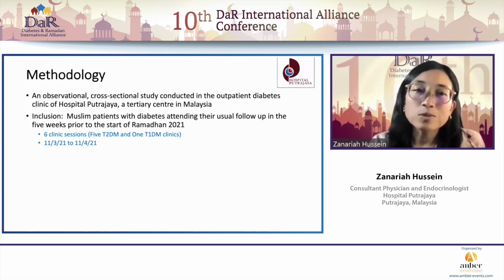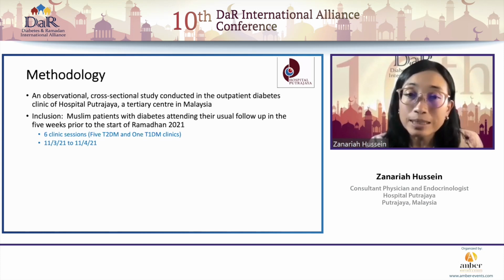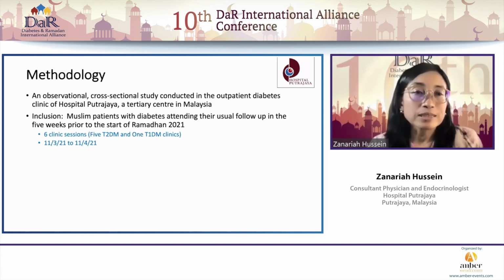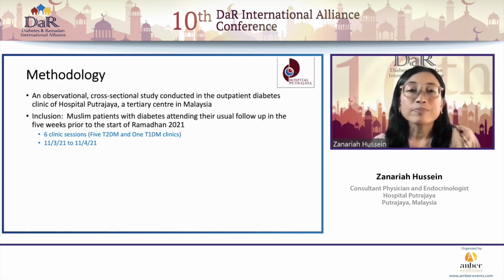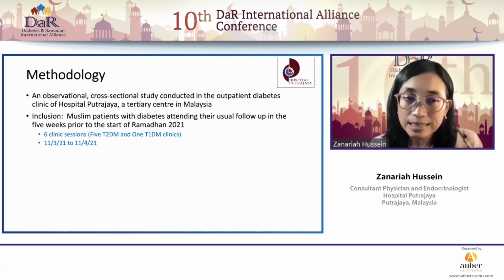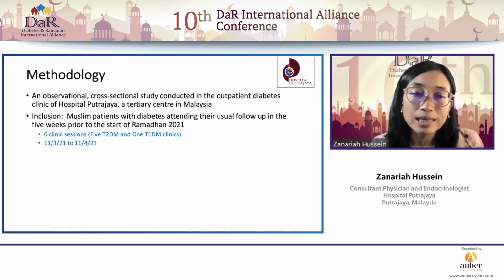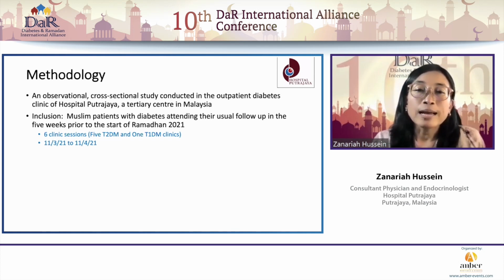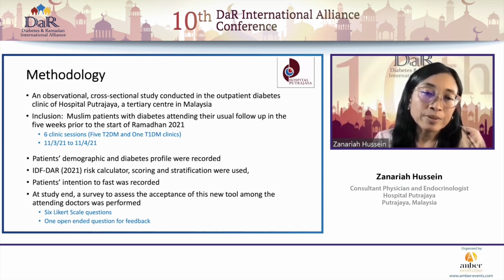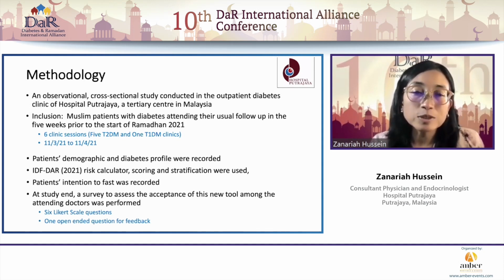But we just used it in the beginning to look at the applicability in our outpatient diabetes clinic. These consisted of 6 clinic sessions between early March to early April. As we know, Ramadan followed that, from April to May 2021. So we got the patient's demography and diabetes profile, which was available from their electronic medical records.